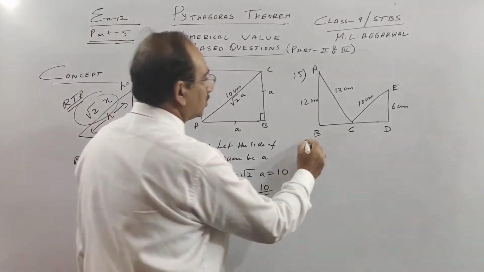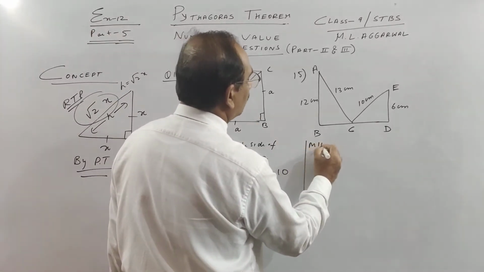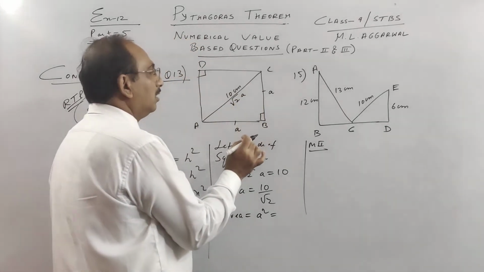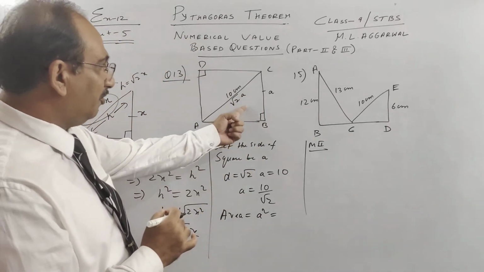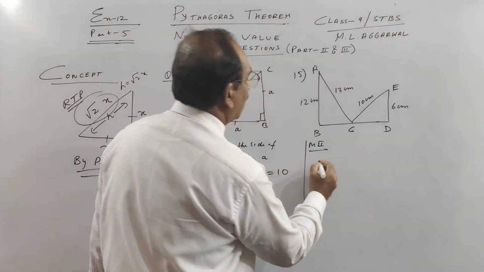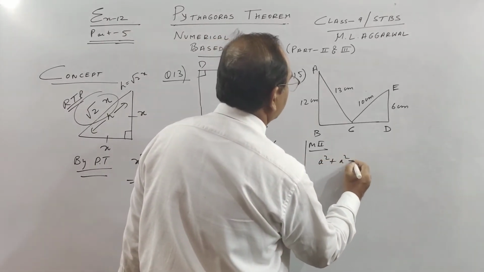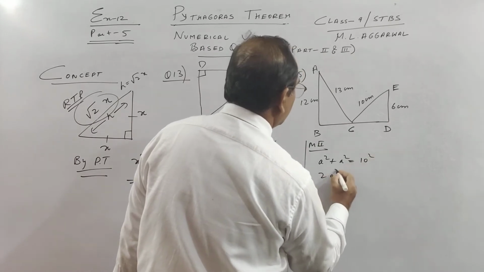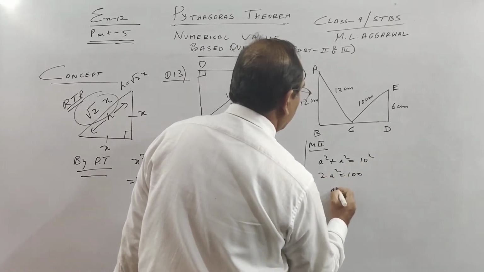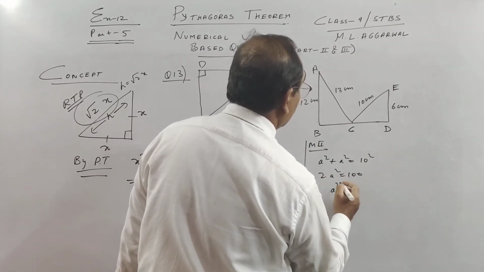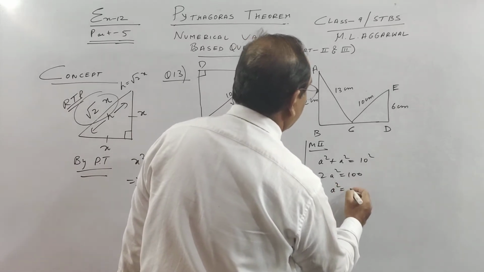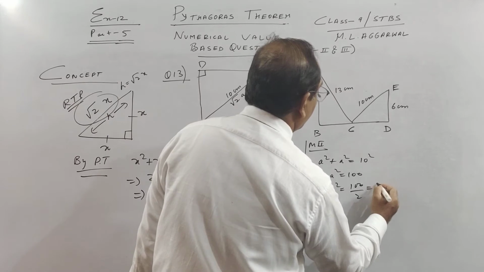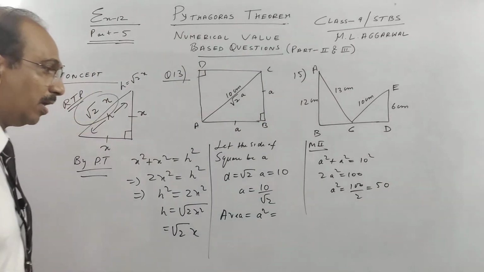Okay, if you wish I can show you over here. Method 2, if you want to find the diagonal, a in terms of diagonal. So what happens here? a square plus a square is diagonal square, 10 square. So 2a square is 100. a square, children, you will get 100 by 2, which is 50.